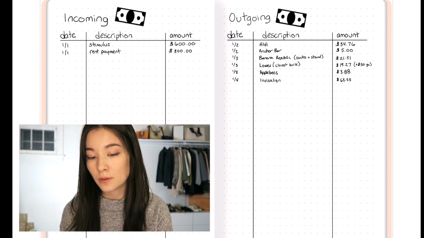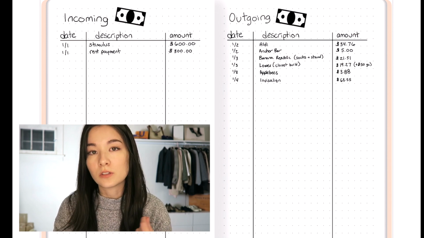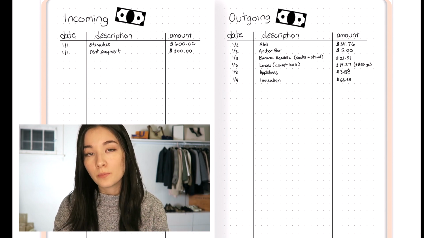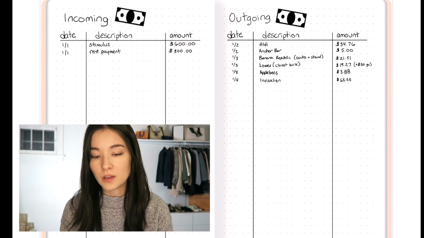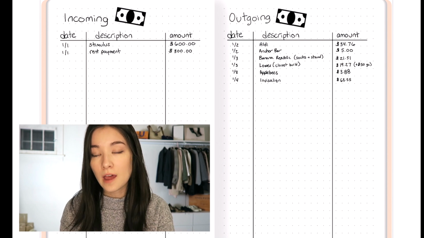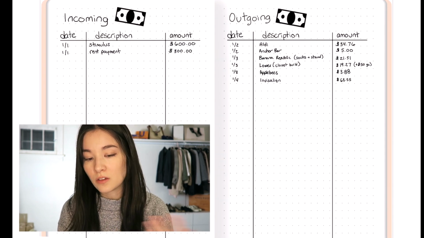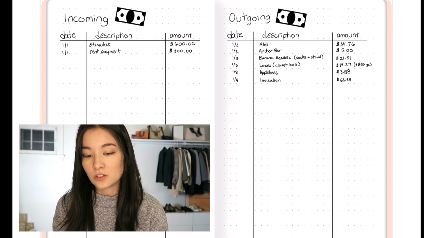So what I'm not going to be putting in my outgoing is what goes into my savings account, student loans, and my car fund, because that'll just mess with the incoming and outgoing numbers, and I'd rather just have those separate, which is why I put them on this page instead, if that makes sense. Because it's not really leaving my account, so I just didn't want to put it there.